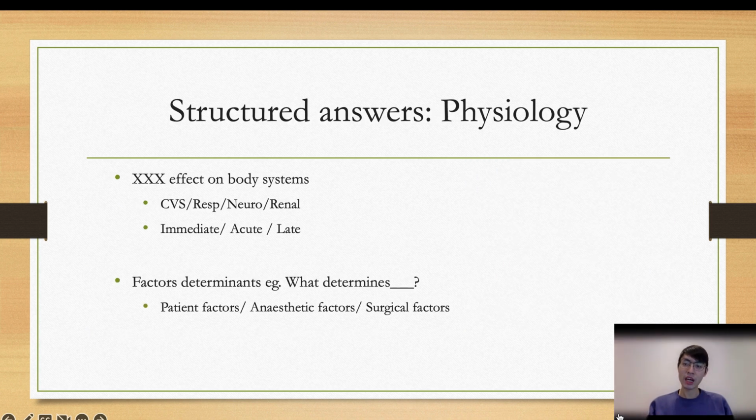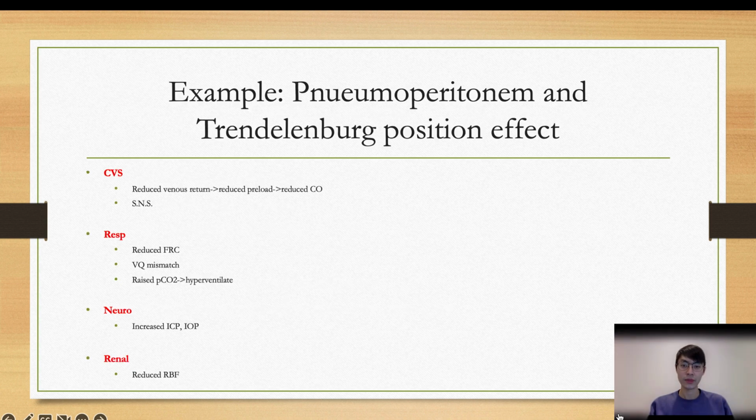So here are some examples of ways to structure your answer. You could classify according to body systems, time of onset, or you could classify different factors, like patient or anesthetic or surgical factors. For instance, if you get asked about the effect of pneumoperitoneum and Trendelenburg position on our body during operation, it's easy to classify your answer according to systems.